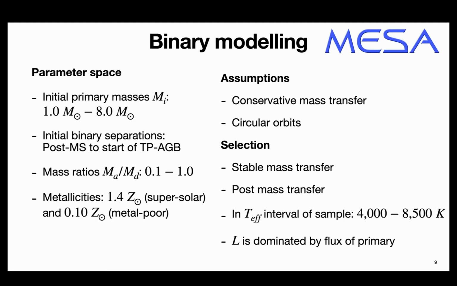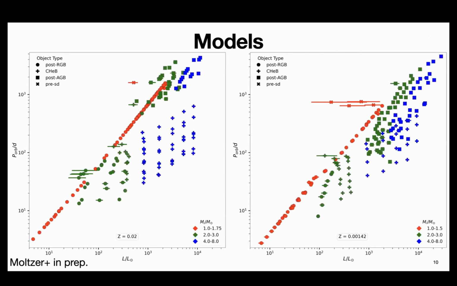that the system is post mass transfer, that the effective temperature falls within the interval of our sample, so 4 to 8,500 Kelvin, and that the luminosity is dominated by the flux of the primary, because in our observations, we do not see the secondary really. So with this all taken into account, here are my models.